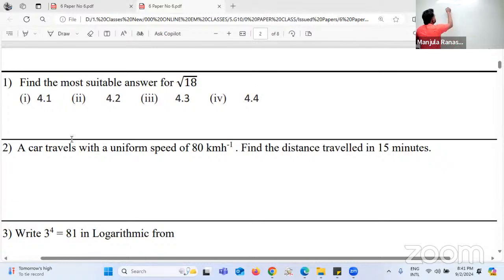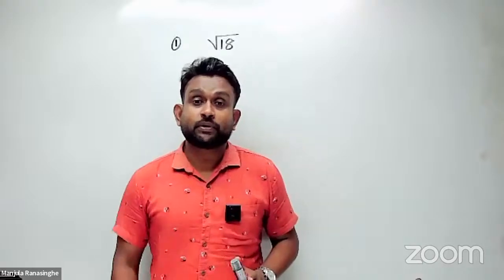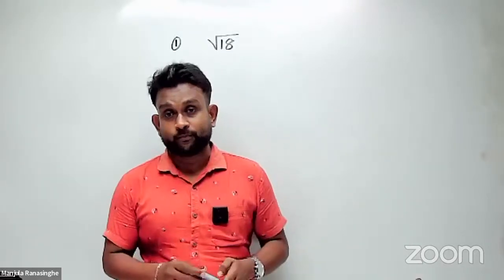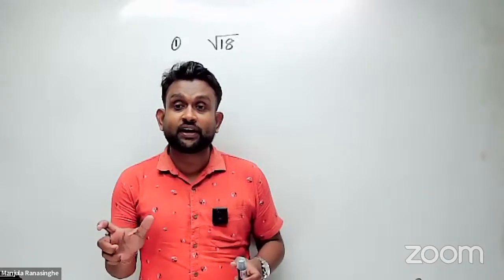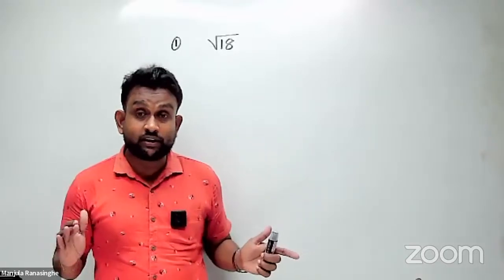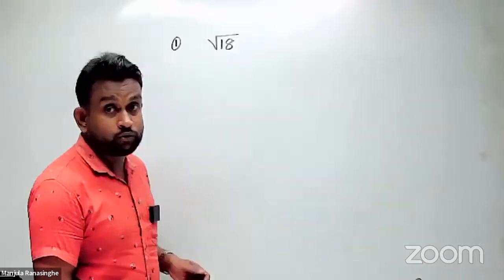This comes under the first approximation, finding a square root value of a number which is not a perfect square. In the O level paper we may have such a number, but less than 100. That is the requirement. Numbers more than 100 are not given. It is less than 100, but not a perfect square number.